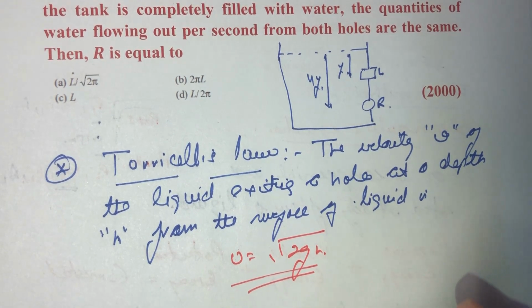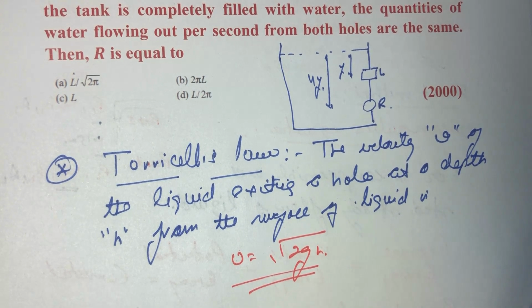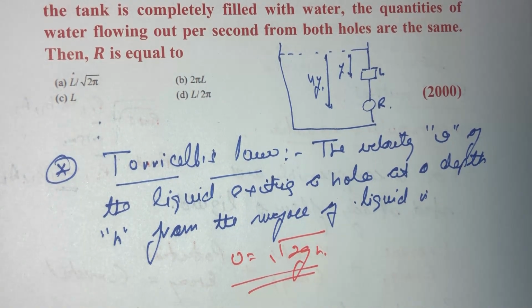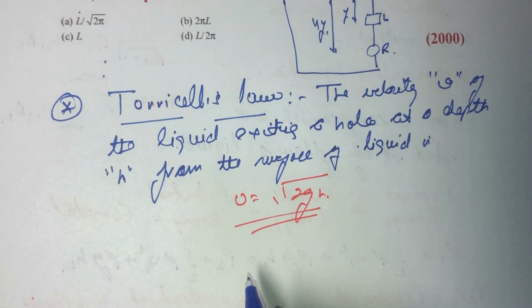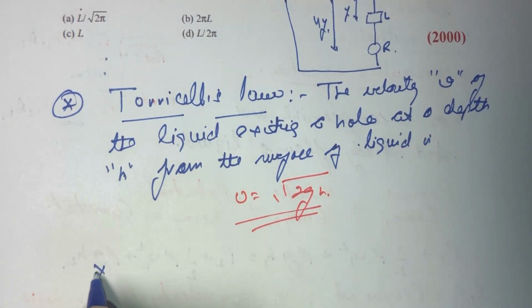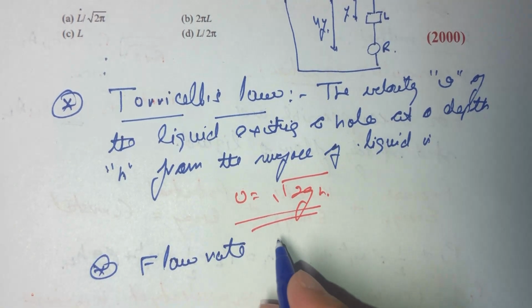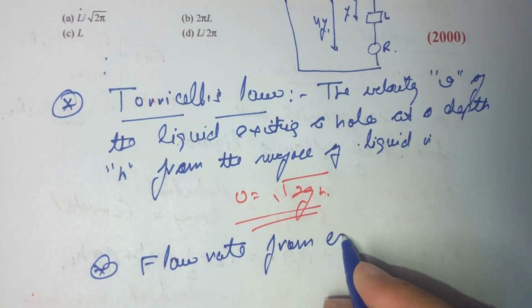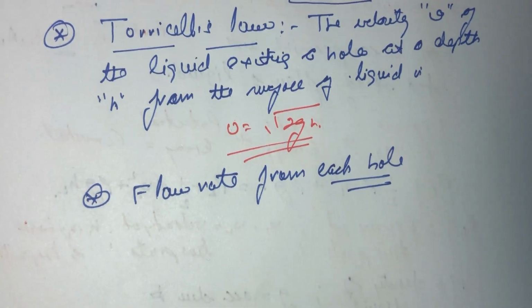This is the basic Torricelli's law, and we are going to use it first for the square hole and then for the circular hole. It is said that the quantities per second are the same, which will give us the final relationship between R and L. So let us start with the square hole, and then we go to the circular hole. We can say flow rate from each hole. Let us do it for the square hole.